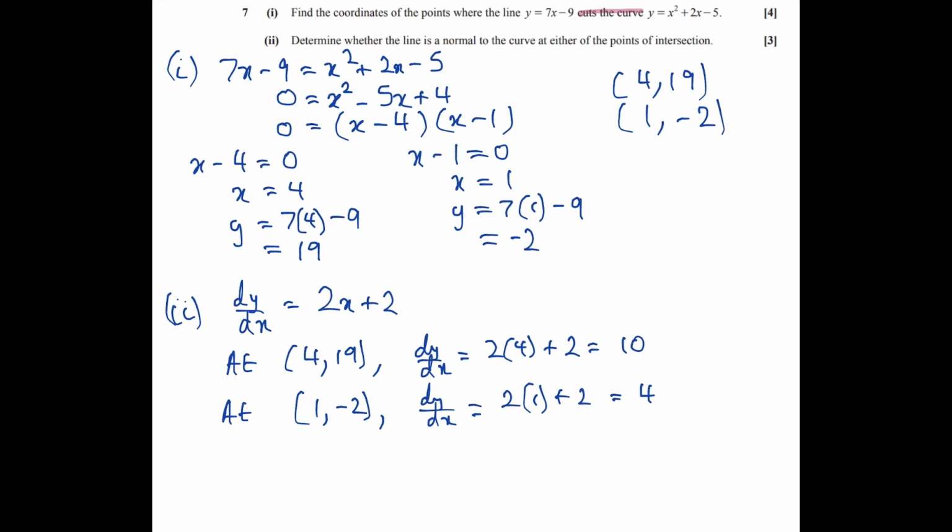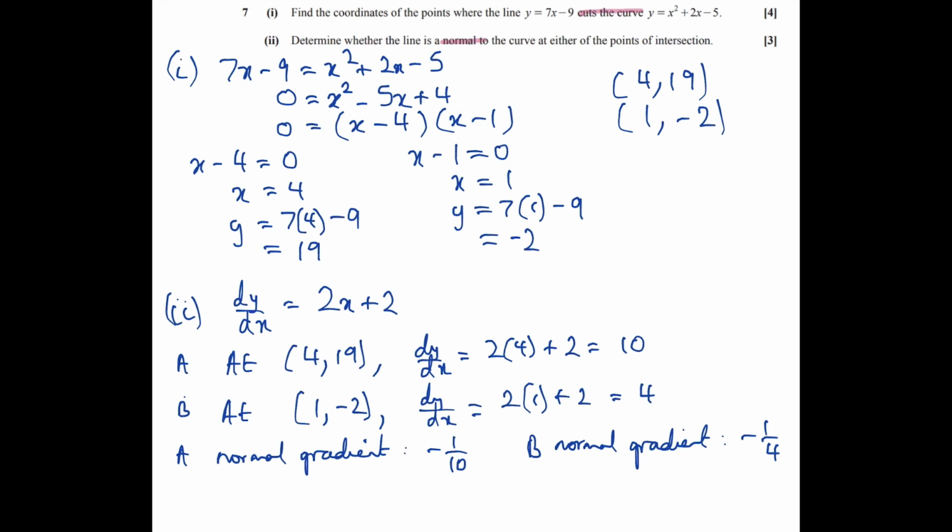We need to look at the normal. Okay, so what do we have to do? We need to negative reciprocate each gradient. So maybe I'll put, this is A, this is B. For A, our normal gradient is going to be negative 1/10. And for B, our normal gradient will be negative 1/4.